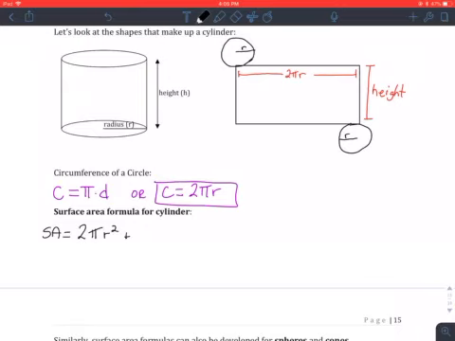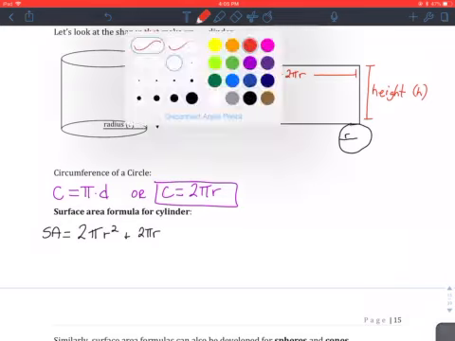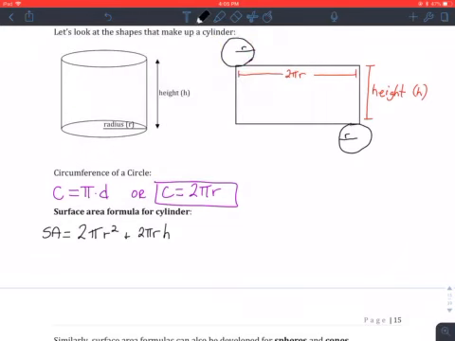Okay, I'm going to have to add to it the area of my rectangle, just like we did for the other shapes. My rectangle area is going to be length times width, but we've defined the length and the width to be two different things. On the one hand, I have 2 pi r, and I need to multiply it by the height, which is denoted by h. So 2 pi r times h. And that will give me my surface area formula for my cylinder. And that will work for any cylinder. We'll look at some examples down below.